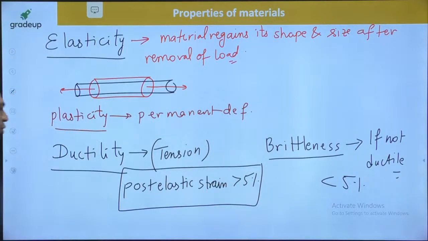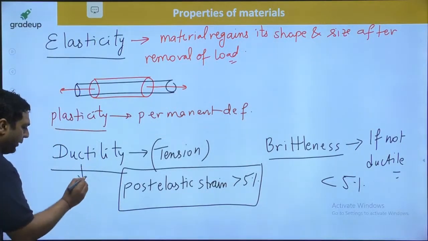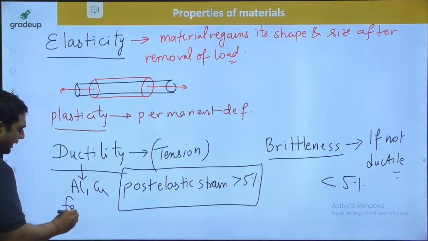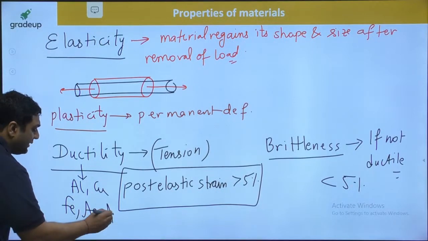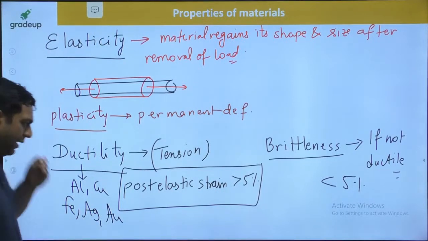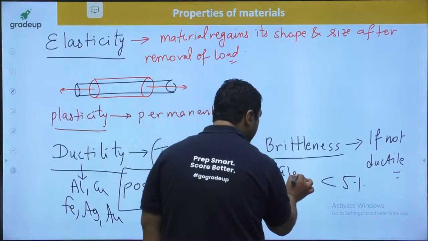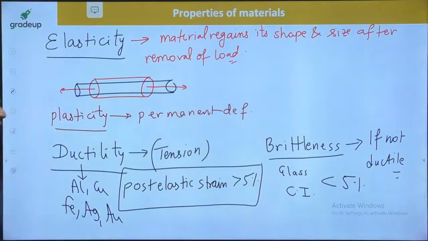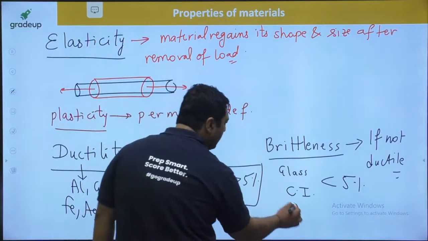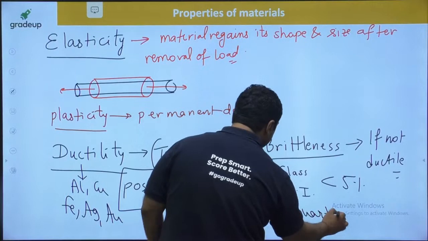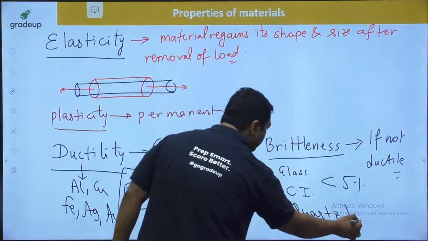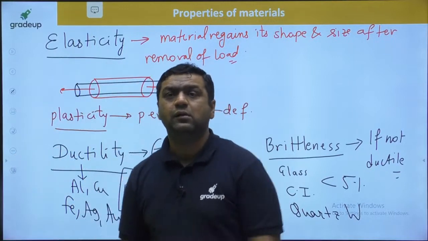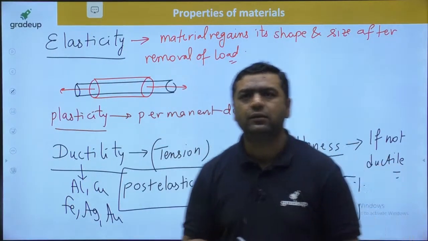So my dear, when we are talking about ductile and brittle materials, examples: aluminium is ductile, copper is ductile, iron is ductile, silver is ductile, gold is ductile. And for brittle, glass is brittle. Cast iron is brittle. So these are the examples. Quartz is a brittle material. Tungsten is a brittle material. Vanadium is brittle. All these are brittle materials.